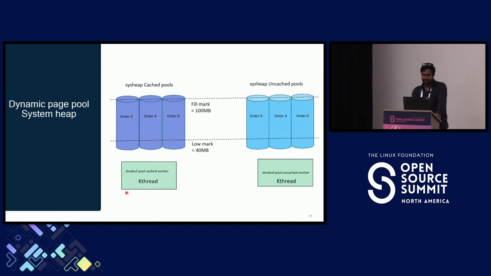This is more of a graphical representation. You have the system heap, cached and uncached pools here, order 9, 4, and 0. Fill mark is 100, low mark is 40. Each of these pools has its own kthread refill mechanism, one for the cached, another for the uncached. We have done this in our Qualcomm system for the DMA-BUF system heap allocator.